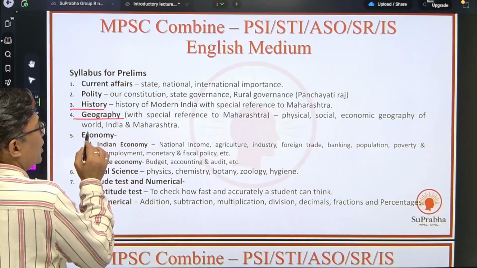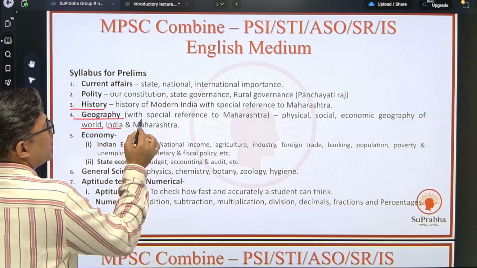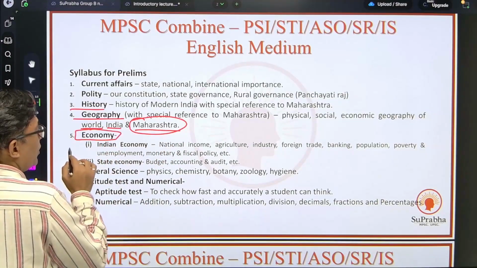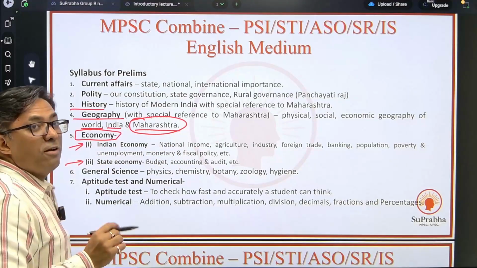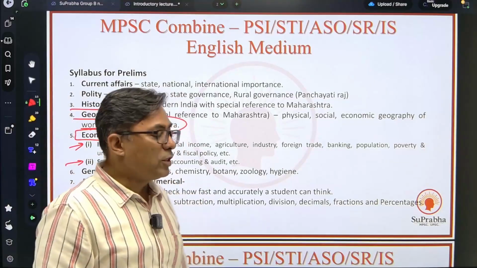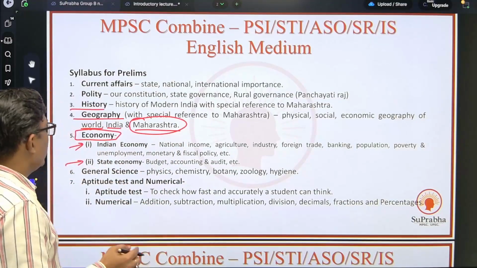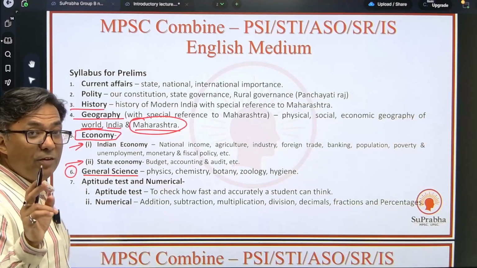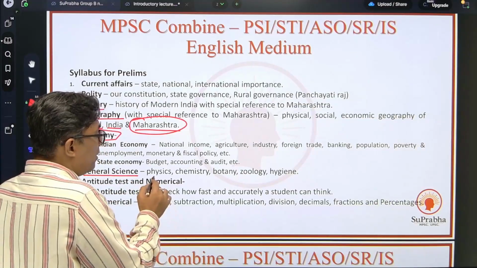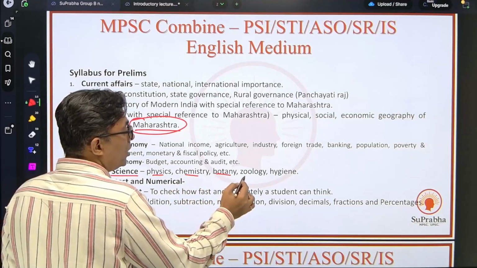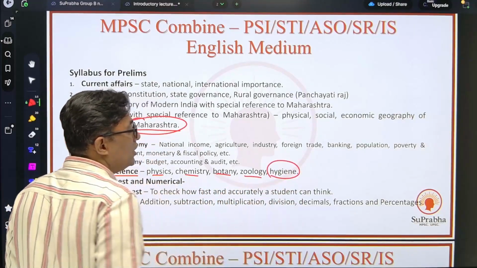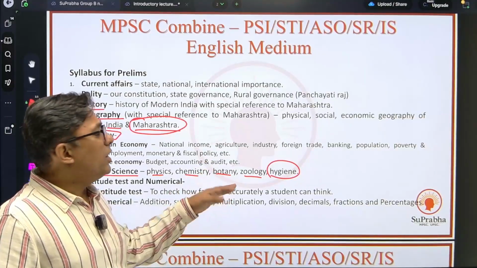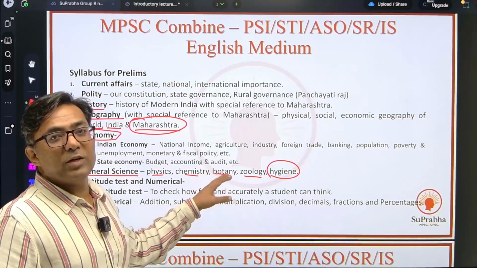Fourth, you have geography, again with respect to the world, India, and since it's MPSC, Maharashtra. Then you have economy, Indian economy as well as Maharashtra state's facts. The factual information with respect to Maharashtra state, they will be asking over here. And the sixth point is general science. They have very well defined the topics in general science as physics, chemistry, botany, zoology, and hygiene. A basic reading of your Maharashtra board and NCERTs up to 10th standard would suffice for this topic.